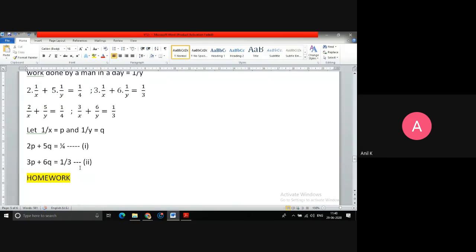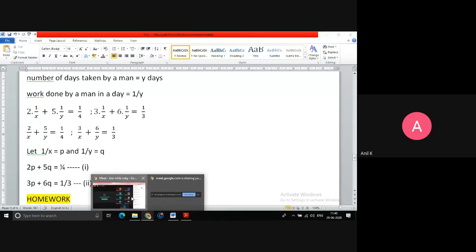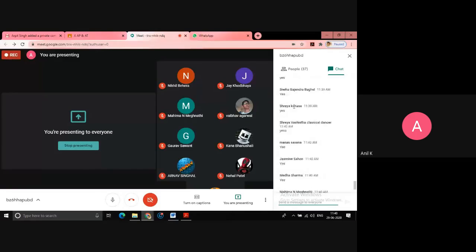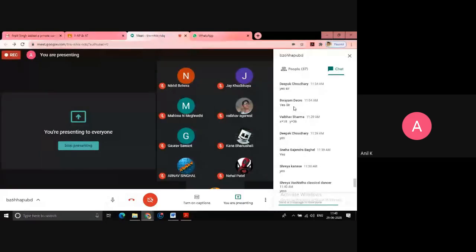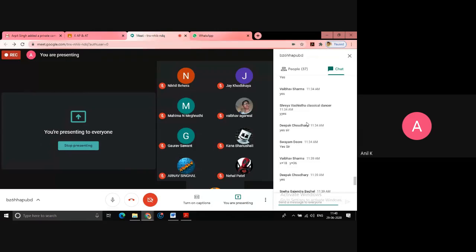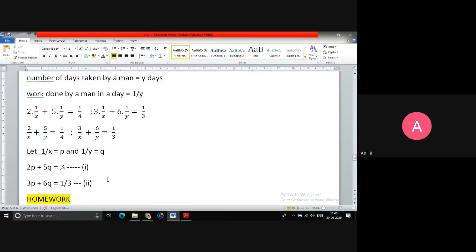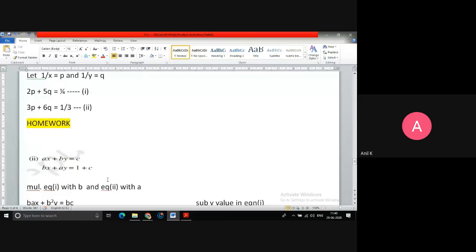Okay, so I am leaving it as homework for you. Solve for p and q and then solve for x and y. I think one of the students has given the answer also. Who is this? Vaibhav Sharma. X is 18, y is 36. Check whether the answer is right or wrong. Maybe he has completed that question. Okay, so this is the question.